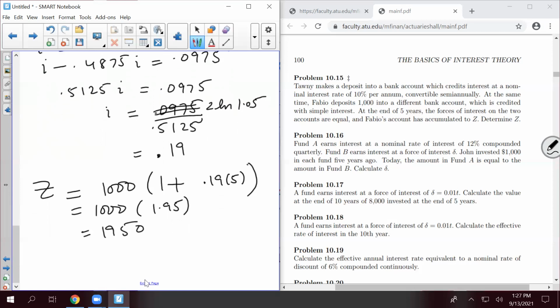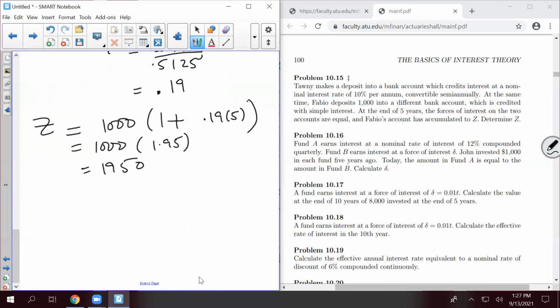Okay. So that was 15. And now let's look at number 36.